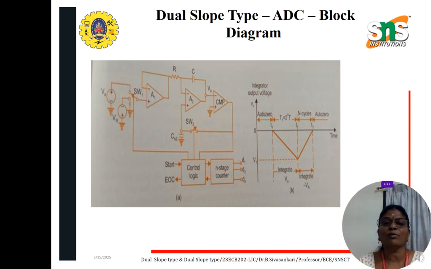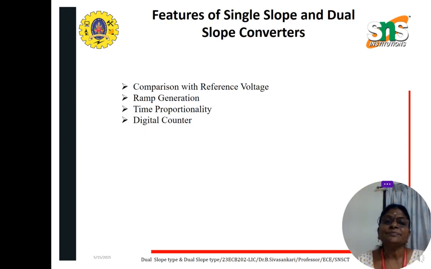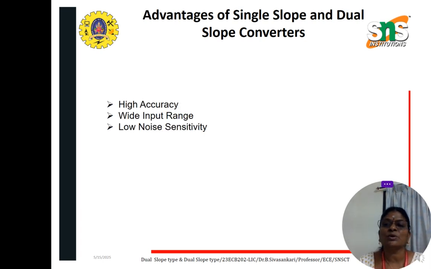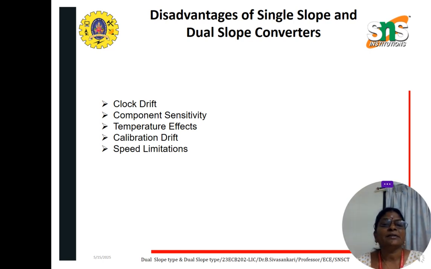And this is the graph of the dual slope integrated circuit. Coming to the features, single slope and dual slope have common features, like comparison with reference voltage, ramp generation and time proportionality, and digital counter. The advantages of single slope and dual slope converters are high accuracy, wide input range and low noise sensitivity. These are all the advantages of dual slope. Coming to the disadvantages: clock drift, component sensitivity, temperature effects, calibration drift and speed limitations.